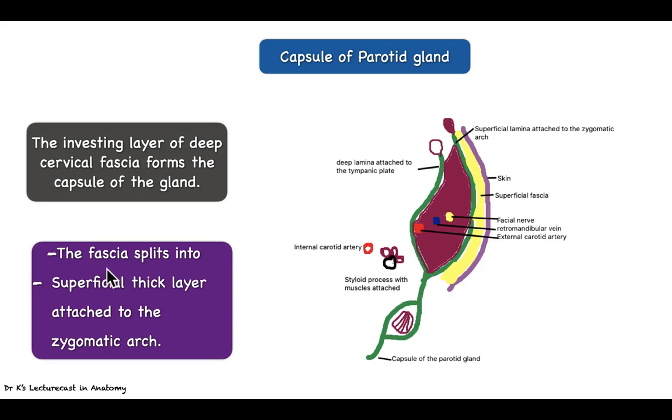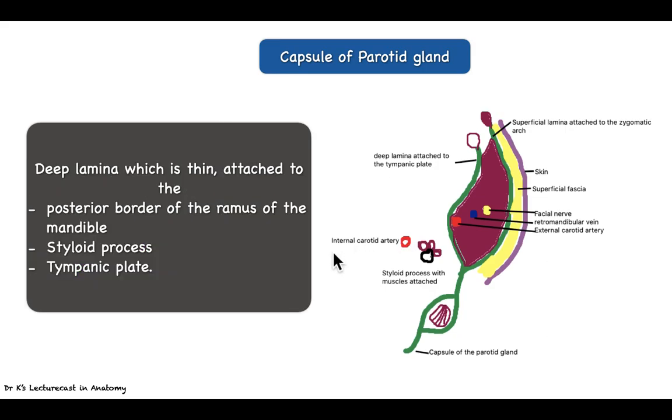So can you see here, the fascia splits into a superficial thick layer attached to the zygomatic arch. Can you see here? To the zygomatic arch, this is a coronal section. So you'll be just able to see the coronal section here. And when coming to the deep lamina, can you see here? It is attached to the tympanic plate and also to the posterior border of the ramus of the mandible, styloid process, and the tympanic plate.